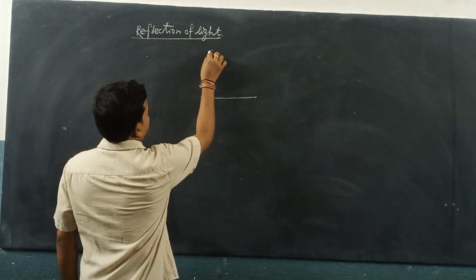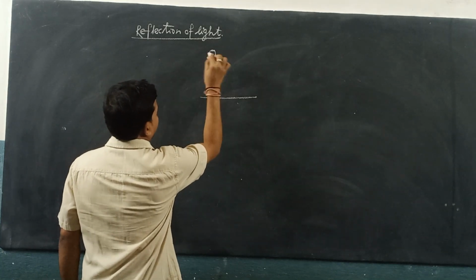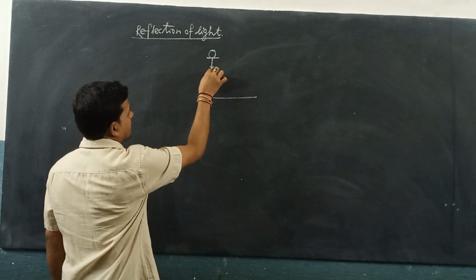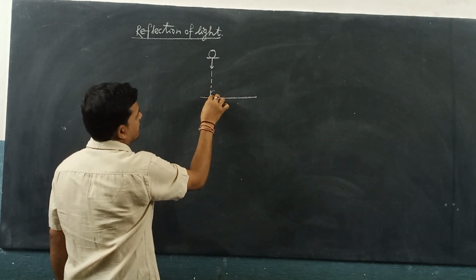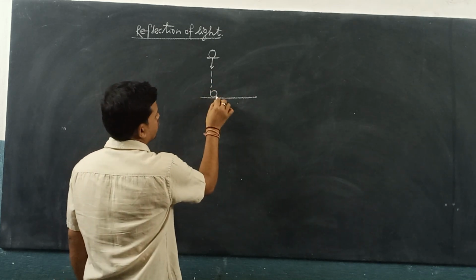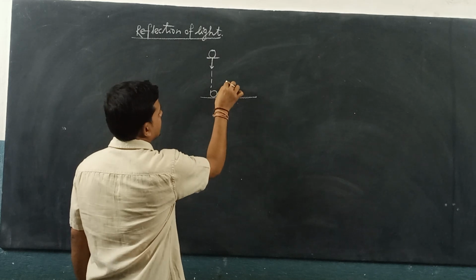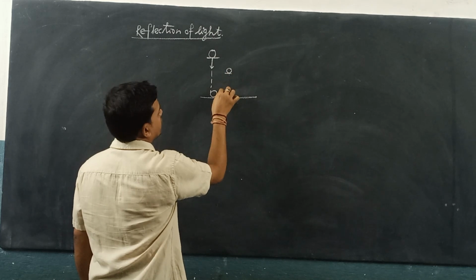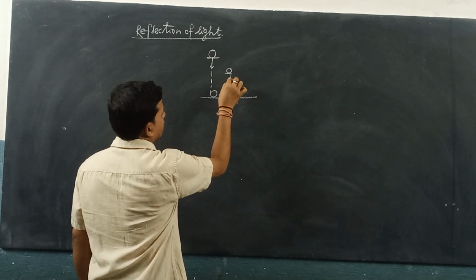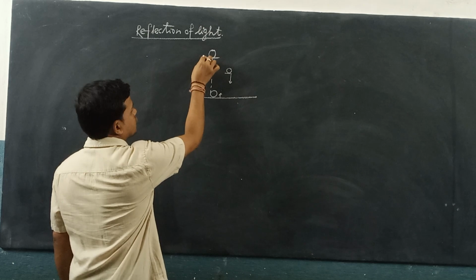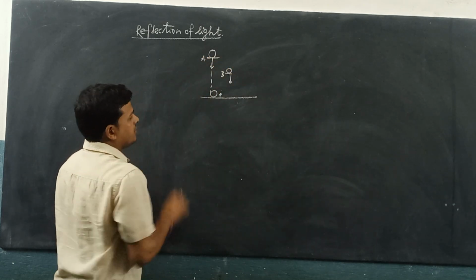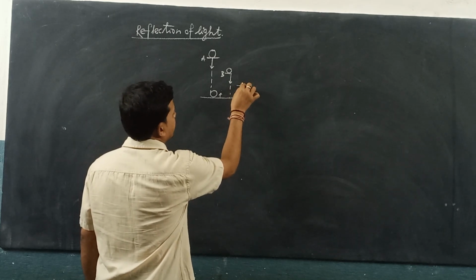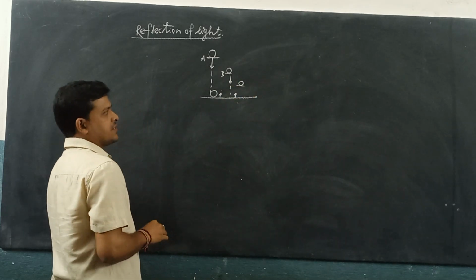Let us consider a very easy practical example. A ball is dropped from a certain height, and when it drops, it touches the ground. After that, the ball reaches a height less than the height from which it was dropped. Let us consider this is A and this is B. Again the ball drops, and then reaches a certain height less than the height from which it was dropped, that is at B.